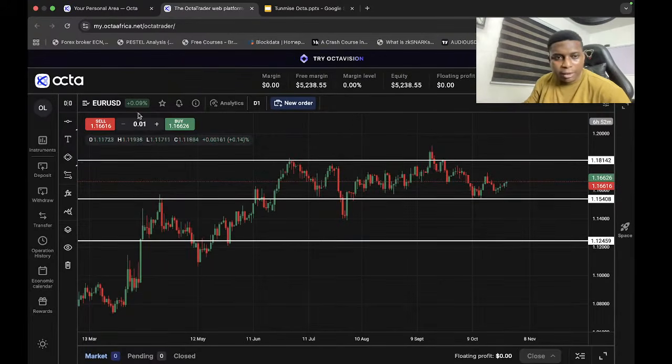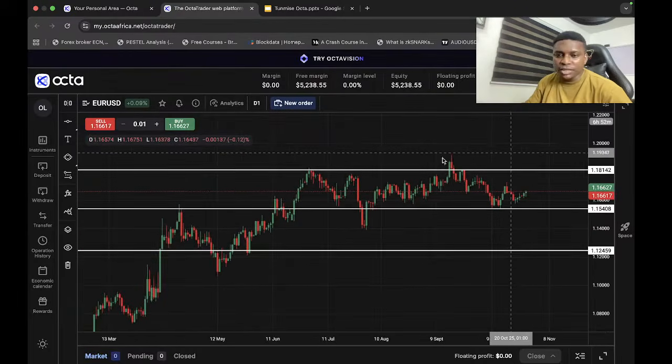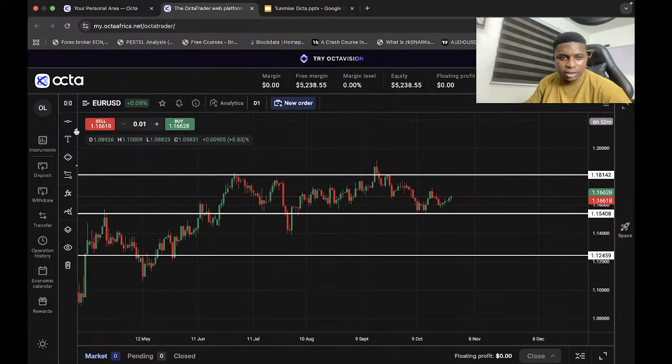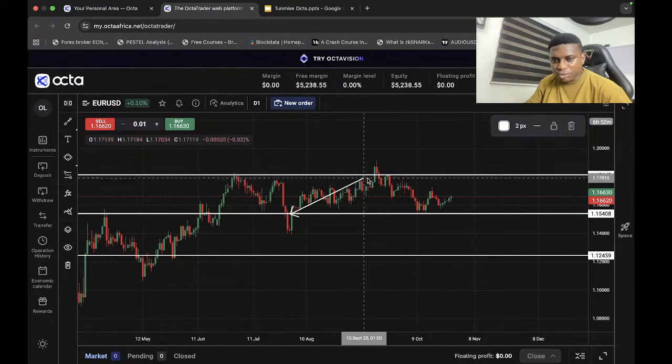All right. When we look at this now, we can see that price has been ranging between this resistance and this support zone. From the look of things, where do you think price is going next? From how price has been moving, price came this direction, touched the support zone here, then from here price went this way.